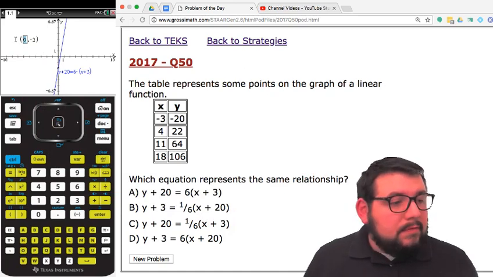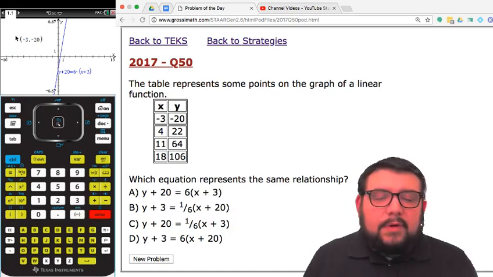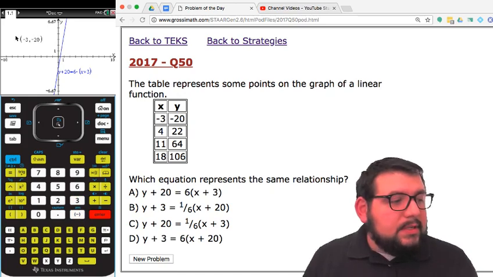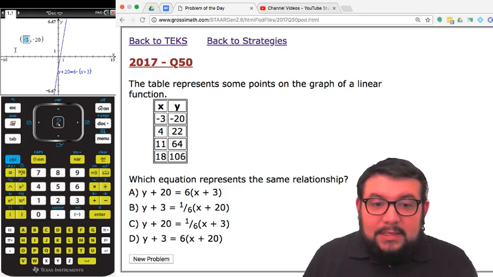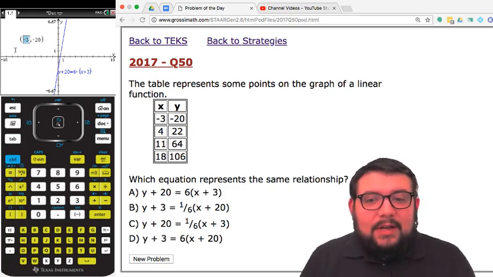I'm going to put here -3 and press enter. Good, -20. Okay, so this seems promising. Perhaps A will be the correct answer, which is going to save us some nice time. But I can't just check only one point. Okay, this is a test. We want to make sure we have the correct answer.